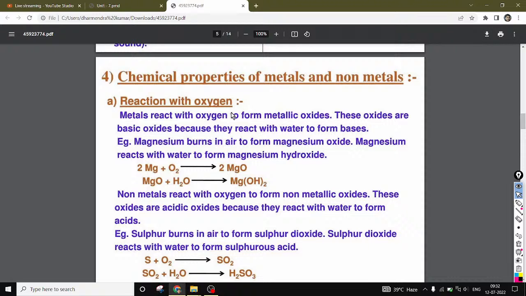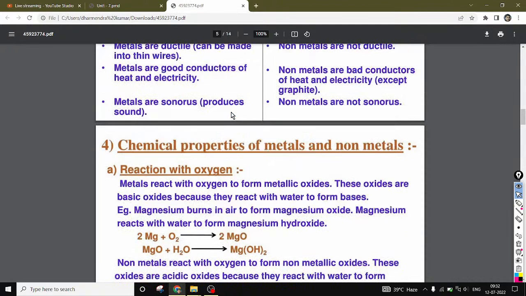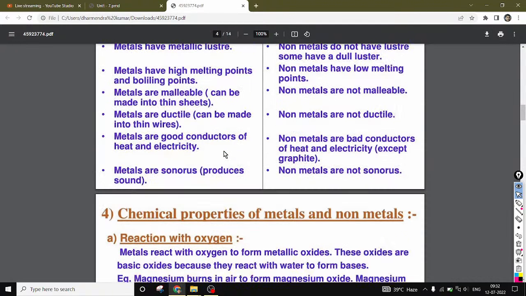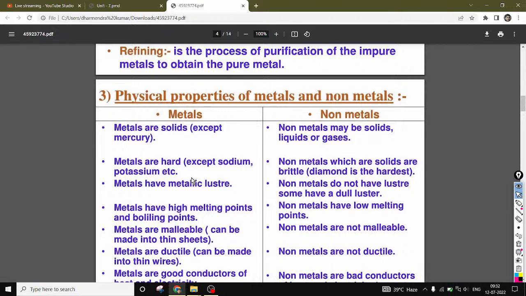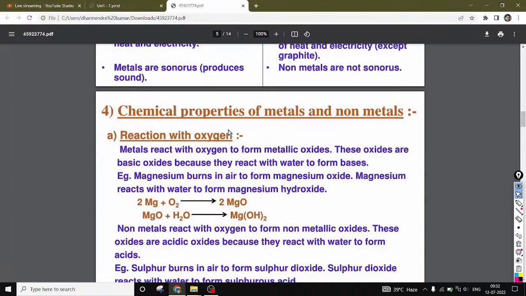And we were discussing metals and non-metals, right? Chapter number 4. And we have completed up to the physical properties of metals and non-metals. In today's class, we will see the chemical properties of metals and non-metals. So, let's begin. First, what are the chemical properties of metals and non-metals?